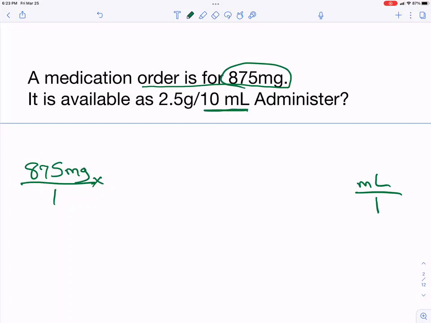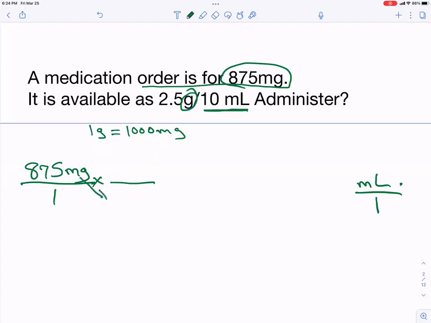So the third step is to establish that unit path, determine if you need any conversions. And I'm looking at this, my order's in milligrams, but it's available in grams. So right away I'm thinking, all right, milligrams to grams. Well, I know that 1 gram is equal to 1,000 milligrams. So I'm going to keep that in the back of my mind. So I have to get just milliliters as my numerator.